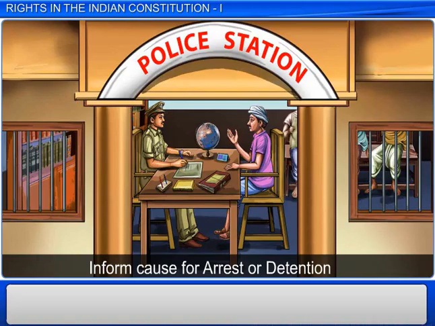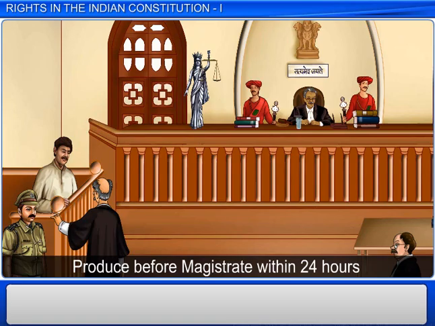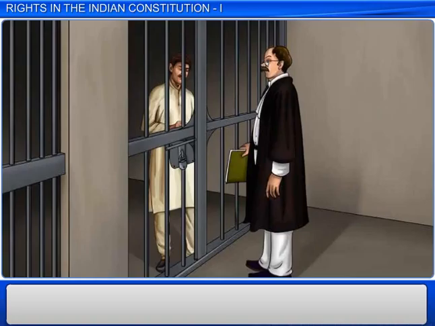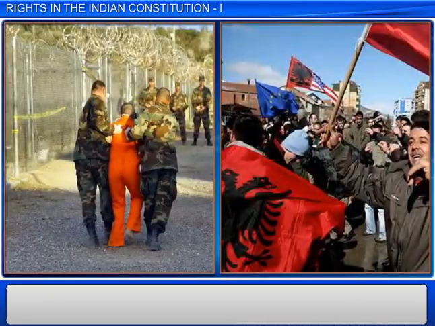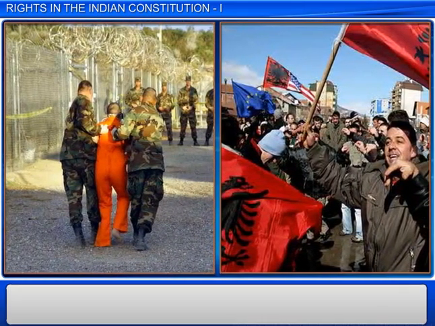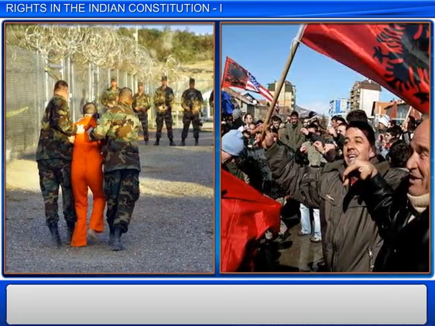The procedure states that any person who is arrested and detained has a right to be informed about why he or she has been arrested or detained. The arrested person needs to be produced before the nearest magistrate within 24 hours of the arrest. Any person in such circumstances has the right to seek legal advice from a lawyer. The case studies about the prisoners of Guantanamo Bay and the Albanians in Kosovo are examples of people being deprived of this right to life and personal liberty.